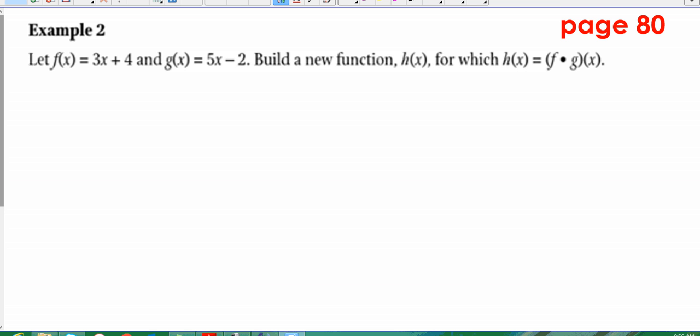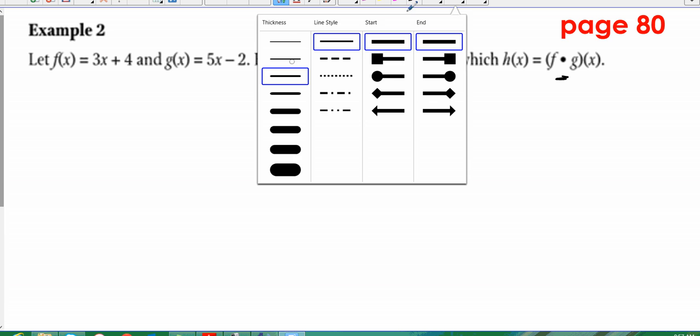Example 2 says that we're going to build a new function, h of x, for which h of x is equal to f times g of x. So we're going to multiply our functions. That's what that circle means. Alright, so let's set that up.